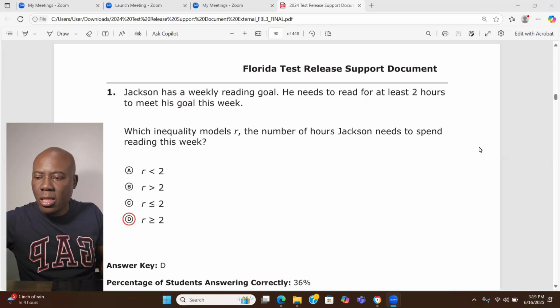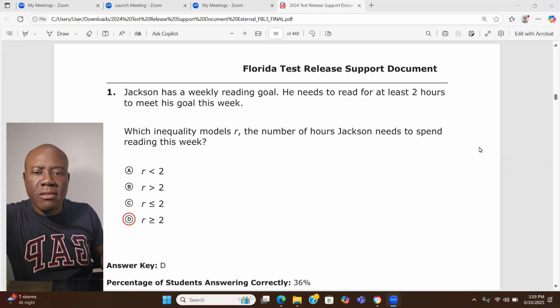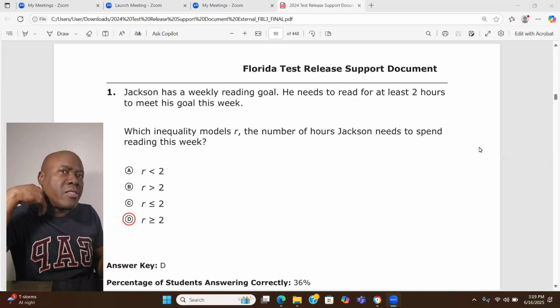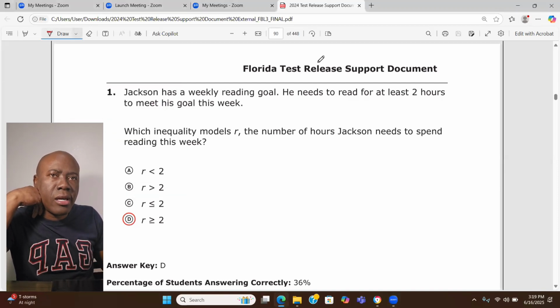What we're looking at today is the FAST Grade 6 Mathematics Release Paper 2024. Alright, let us take a look at what the first question is.